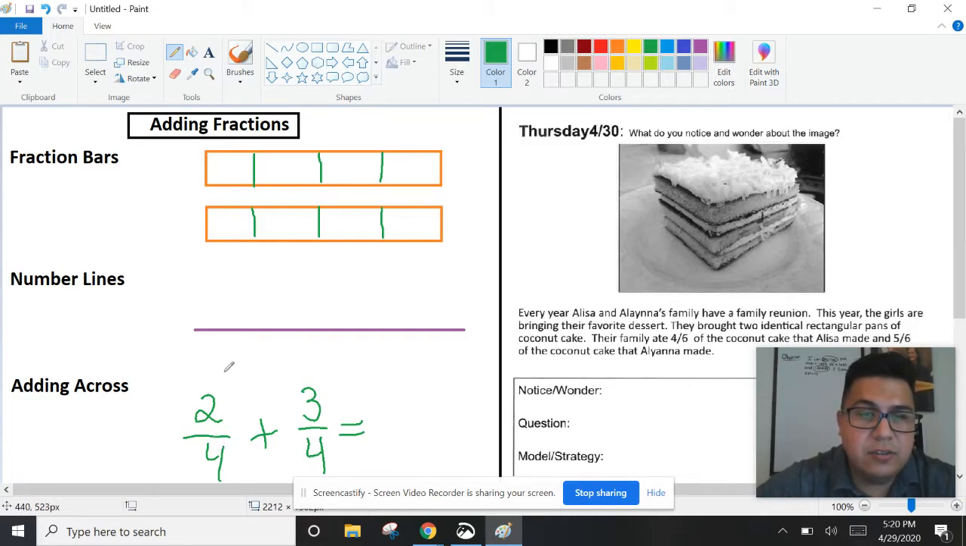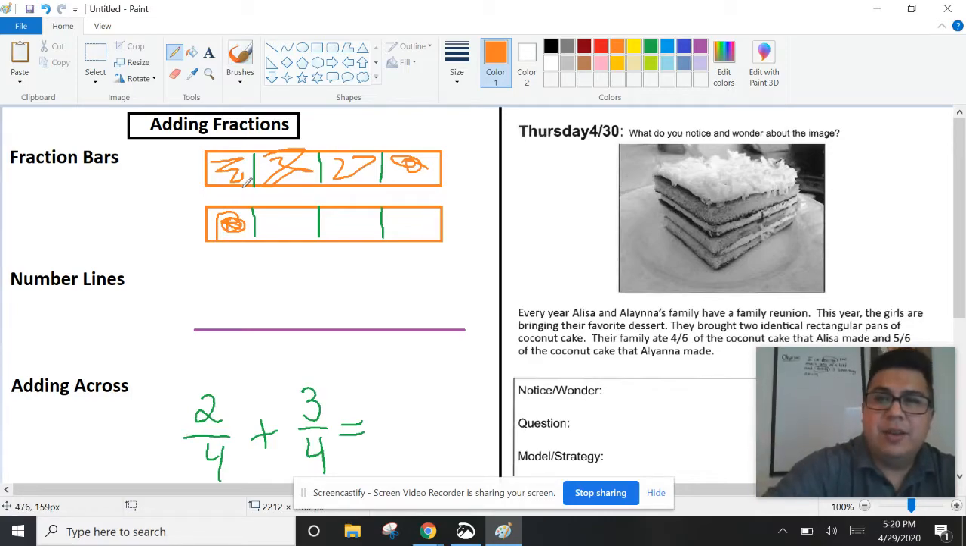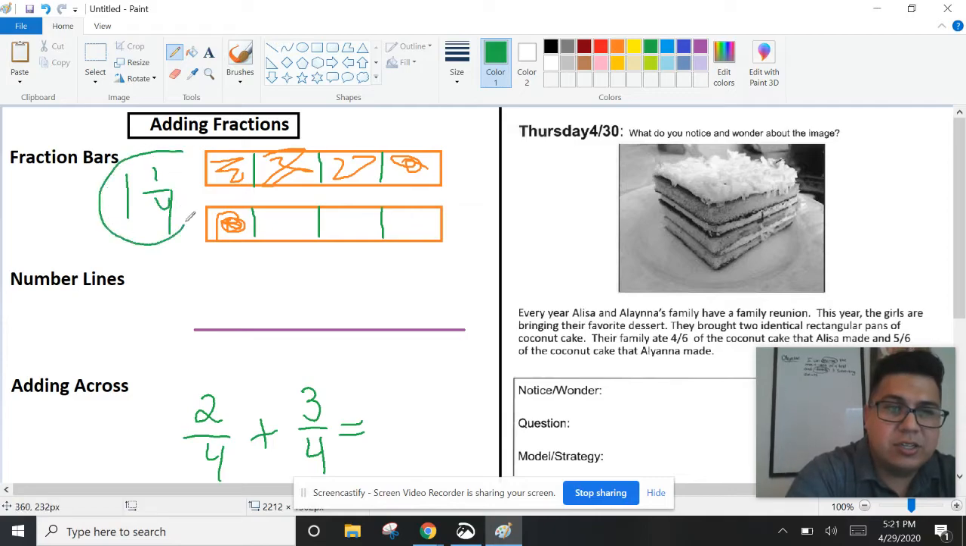So now if we want to add 2/4, we will simply just go in here and add 1/4 and 2/4. So we got our 2/4. Now we got to add 3/4 in there. So 1/4, 2, 3. Now we added our 3/4. So what did we end up with? We ended up with 1 whole. And if we look at this bar, there's only 1/4 left over. So our answer is 1 and 1/4. So that's how you can add with fraction bars.